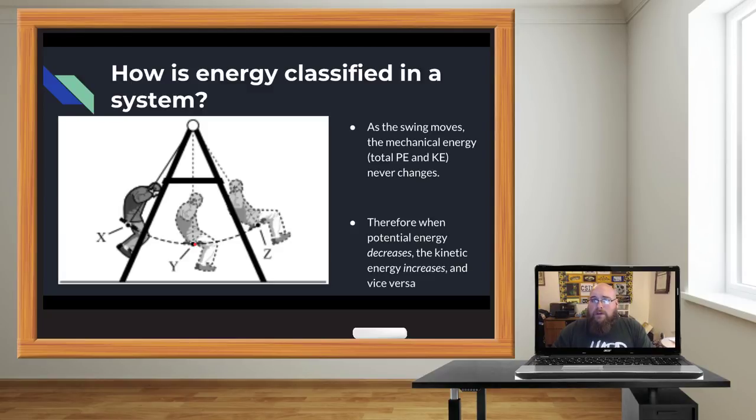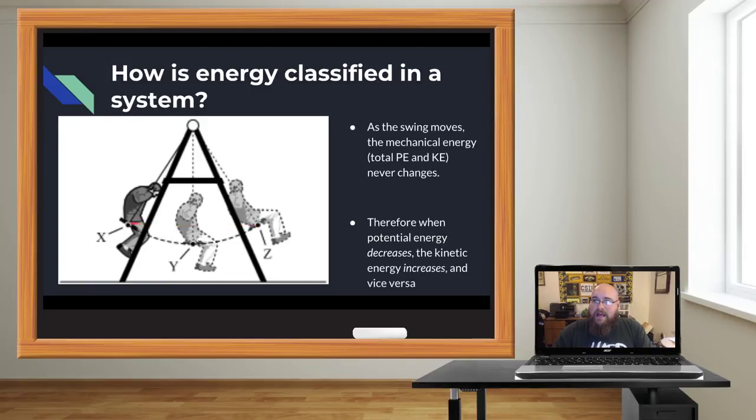This is also where he'll be swinging the fastest, where his speed is the highest. And as he continues forward to point Z, he's going to start to slow down. His kinetic energy is beginning to transform back into potential energy because his height above the ground is rising. He's getting higher off. And then when he gets here to point Z, he's back to nothing but potential energy.